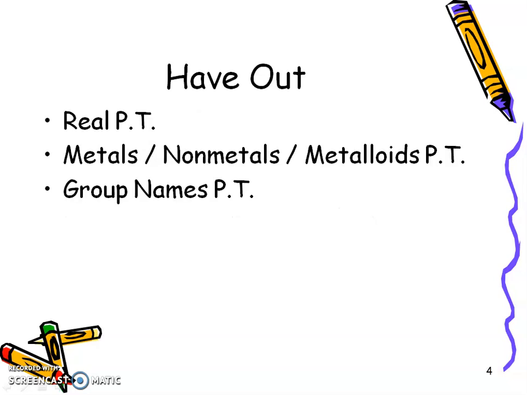The other thing I want to suggest is to have out three things: your real periodic table, and your periodic tables at the end of your packet, the one that's metals, nonmetals, and metalloids, and the one that's your group names. So you might want to have all of these out, so as you're working through these problems and questions, you have some reference to look on.